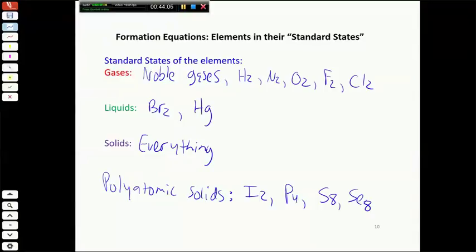So we do need to be a little bit familiar with the standard states for all the elements, because when we start recognizing formation equations, the reactant side of a formation equation should always have an element in its standard state. And if it's not one of these polyatomics that I've listed, the standard state of an element is just going to be that element. So for every metal, the standard state is just the metal. There's no polyatomic metals that we have to worry about. And for some of the nonmetals, that would be true also. All right, so that's what we mean by standard states.